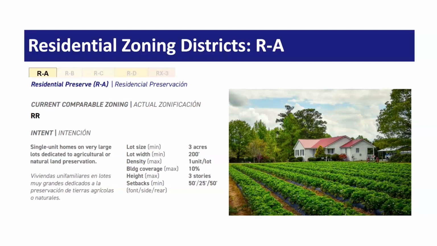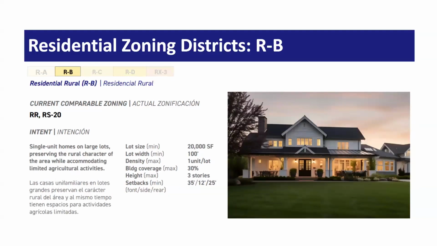The next is going to be RB, a little bit more intense from a residential use perspective. It's most comparable to RR within the UGB or our existing RS20. And so it's still going to be single unit homes on larger lots, but it's approximately only a ½ acre rather than 3 acres with the hopes of preserving that existing, rural suburban character that we have in parts of Durham.